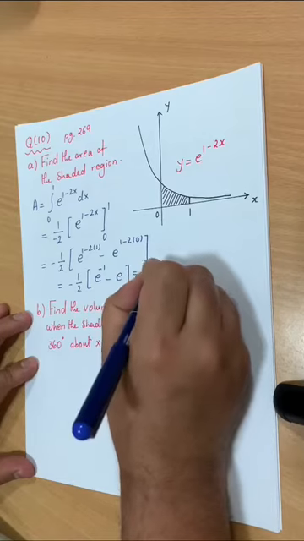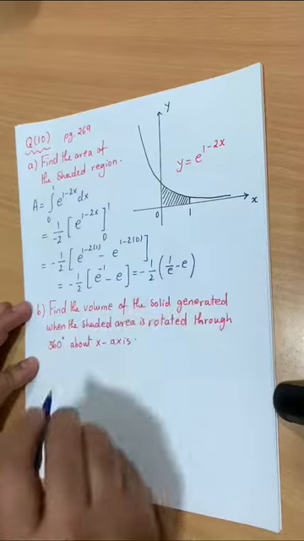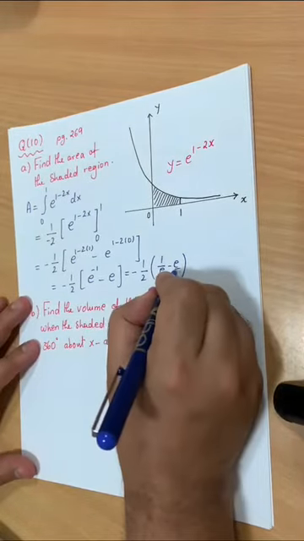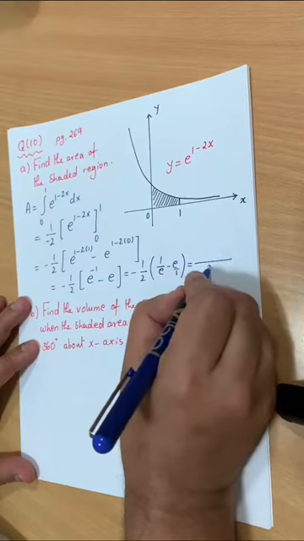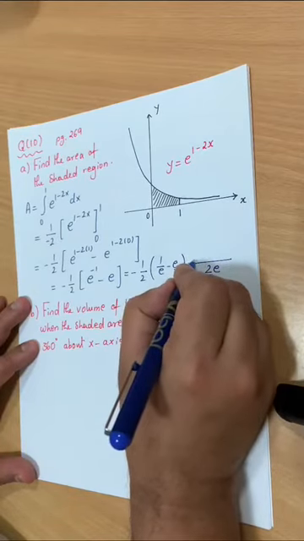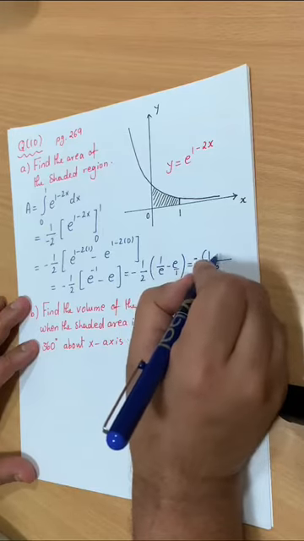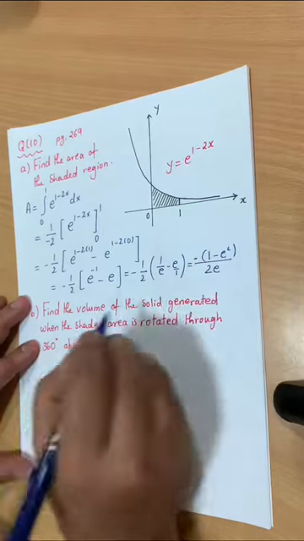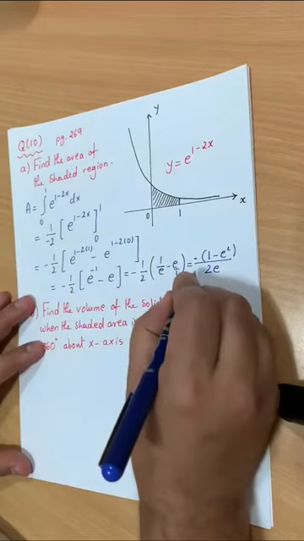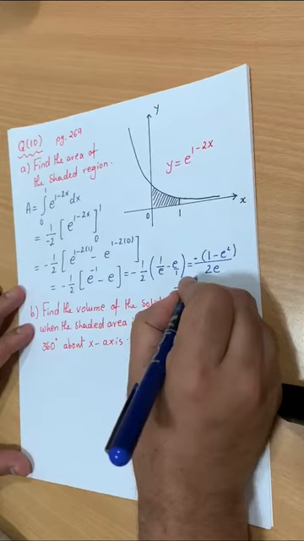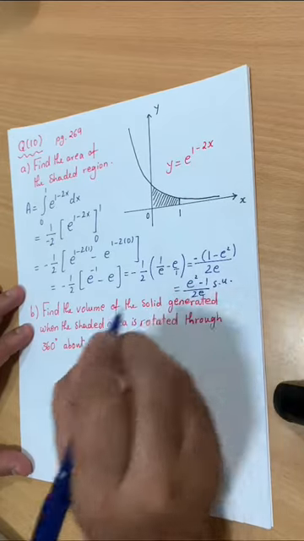Negative half, 1 over e minus e. If you want to make a common denominator, the common denominator will be 2e. And remember, you have a negative sign outside. 1 times 1 is 1, and e times e is negative e squared. So this could be the answer, but the answer has to be positive. So we can enter the negative sign inside, so it's positive e squared minus 1 over 2e square units.